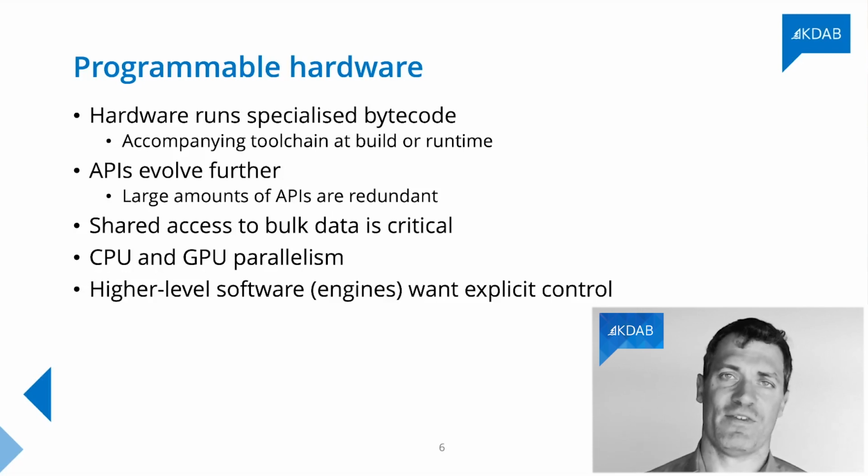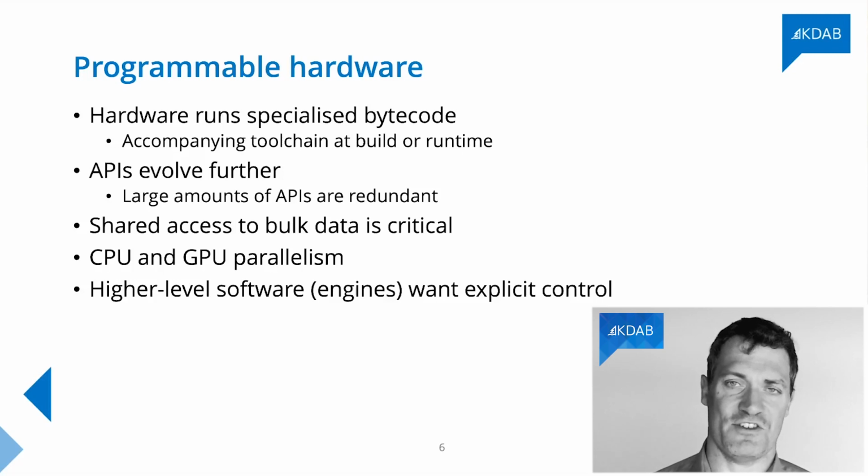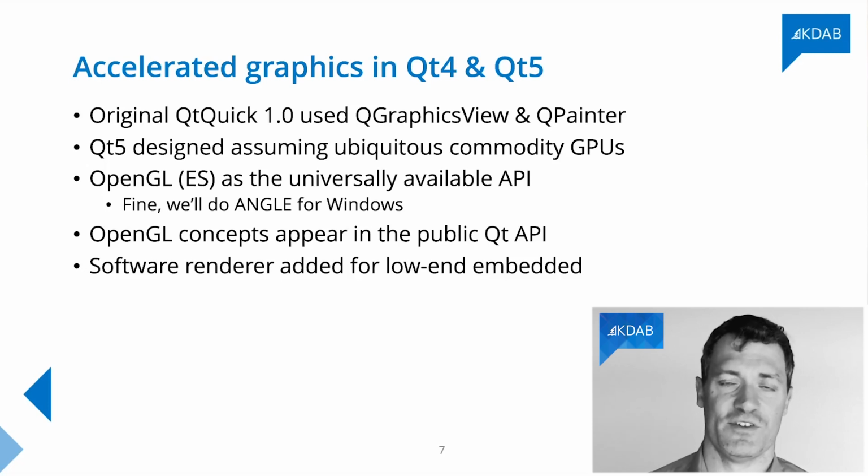They want a lot of very fine-grained control, and particularly some older APIs tended to try and hide these details of resource management, whereas the modern engines want to have that control exposed to them so they can make very intelligent and accurate decisions. So that's the general situation. Now we think about Qt specifically.